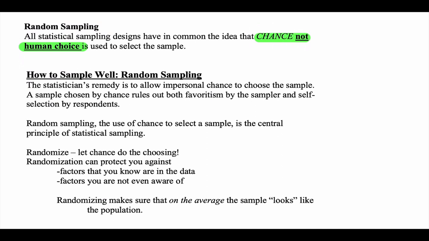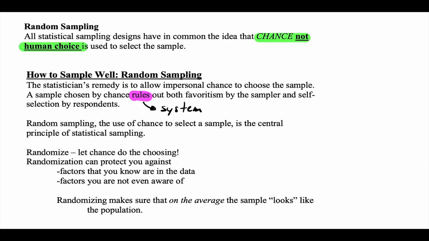So how to sample? Random sampling. The statistician's remedy is to allow impersonal chance to choose the sample. A sample chosen by chance rules. See, rules is where you have your system. There has to be a set of rules to make it a system. Any system has rules, okay? That rules out both favoritism by whoever's choosing and self-selection by whoever's getting chosen, okay?